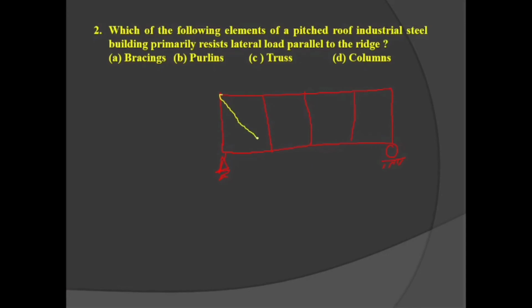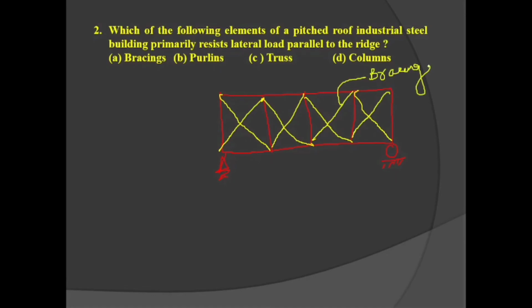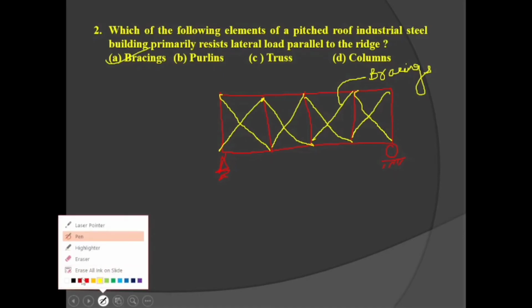Bracings may be cross bracings, may be lateral bracings. These yellow color members are the bracing members, okay, my dear students. So these members may be used to resist the applied loads. So option number A is correct. Okay, bracing members are generally used.